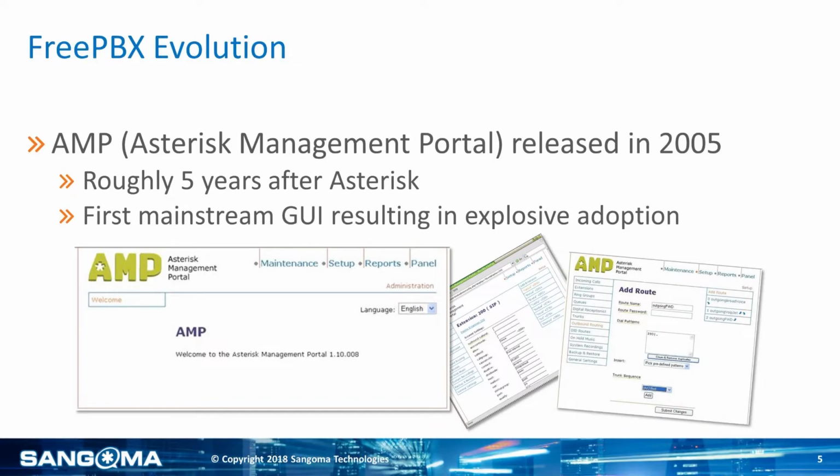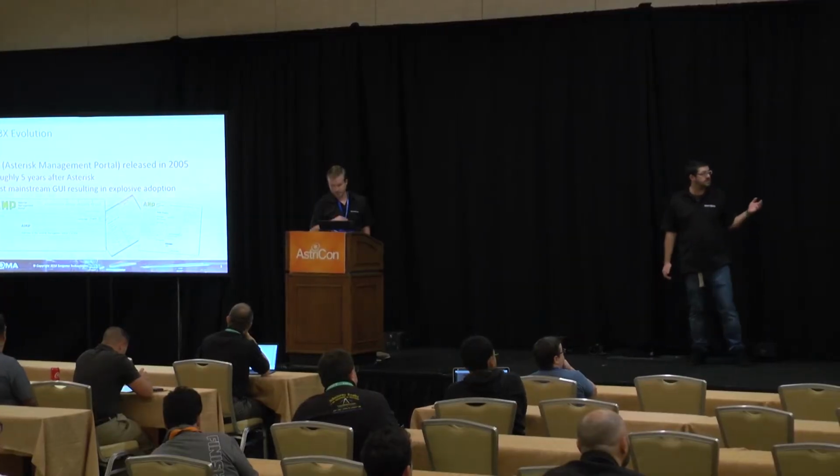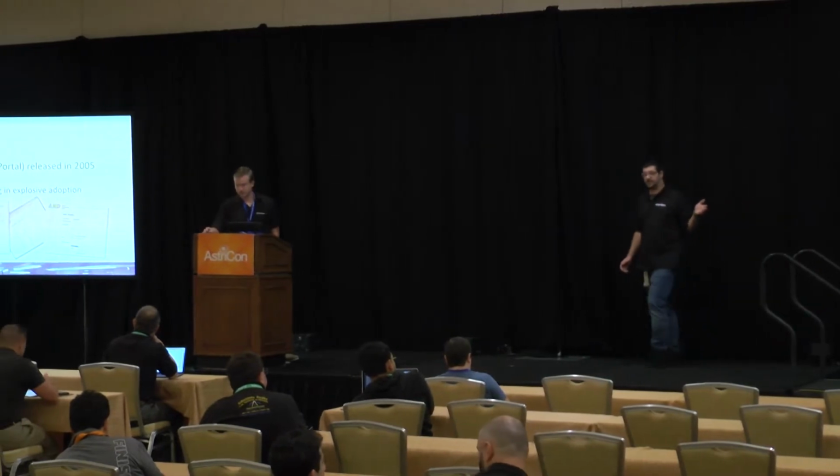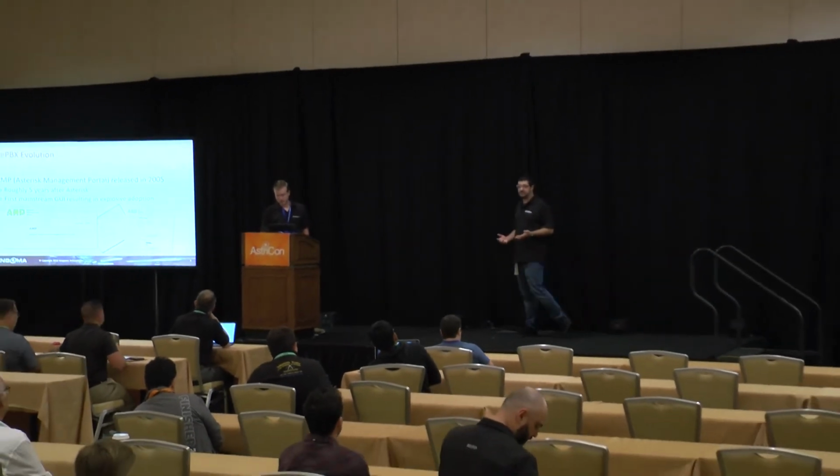All right, so the FreePBX evolution, as most of you probably already know, AMP, the Asterisk Management Portal, was released in 2005. That was roughly 5 years after Asterisk was released. It was the first mainstream GUI resulting in explosive adoption. If you look at that screenshot, this is the original AMP screen. It was one page, very little features compared to what you guys are used to today.